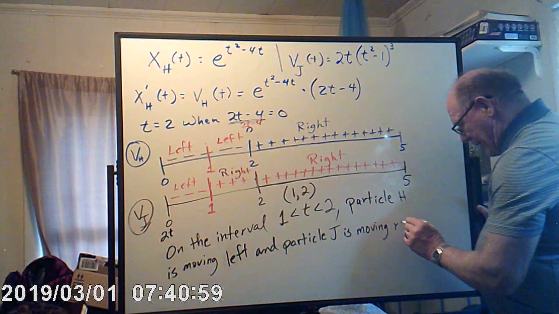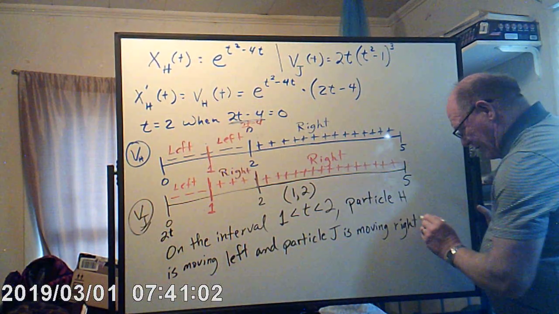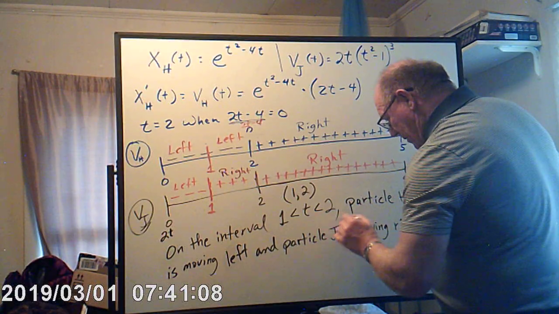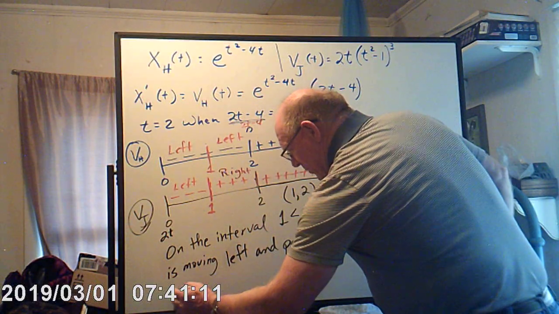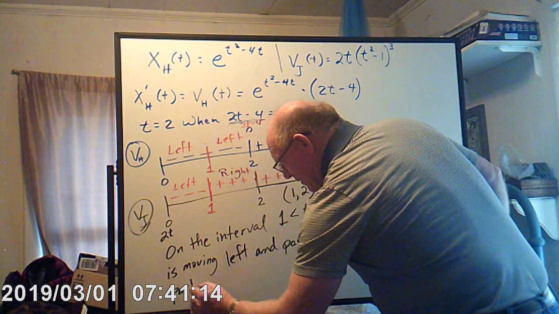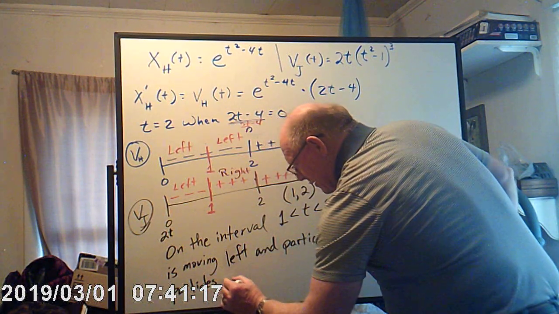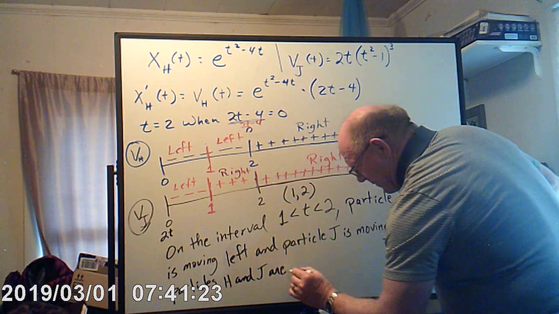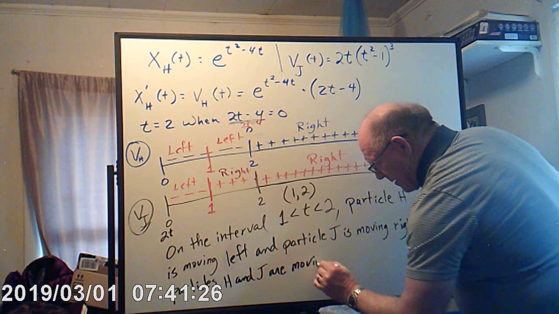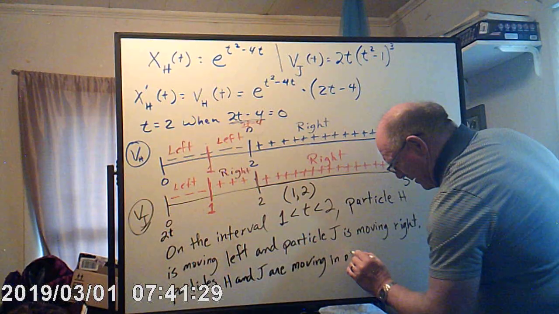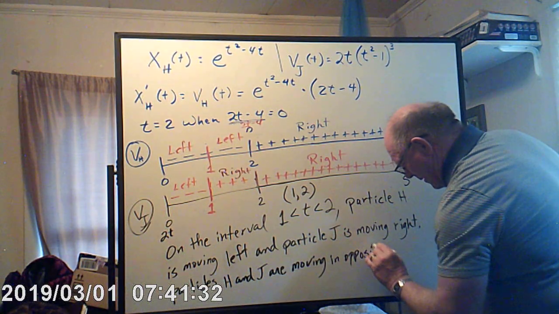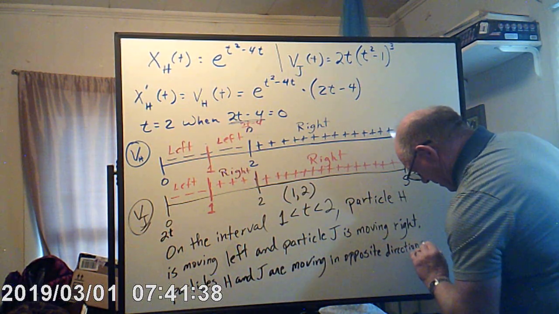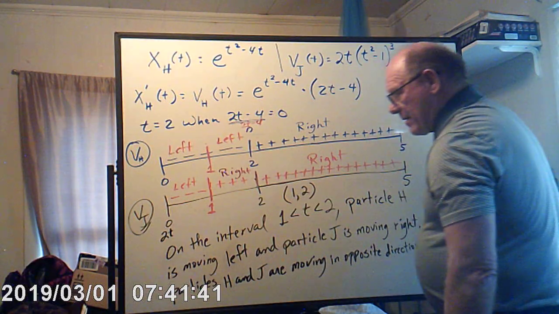We move out of the way here. Alright, moving right. Or you can say, on the interval, you can say particles H and J are moving in opposite directions.